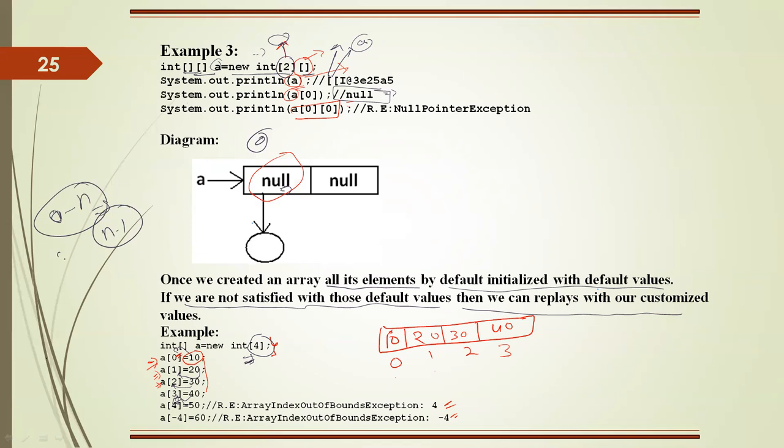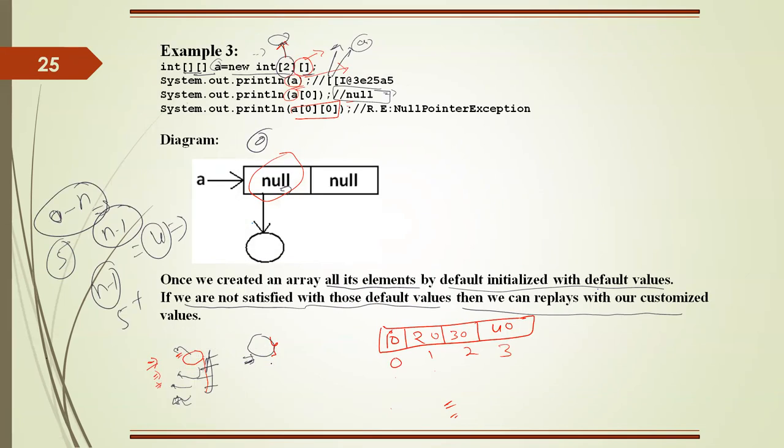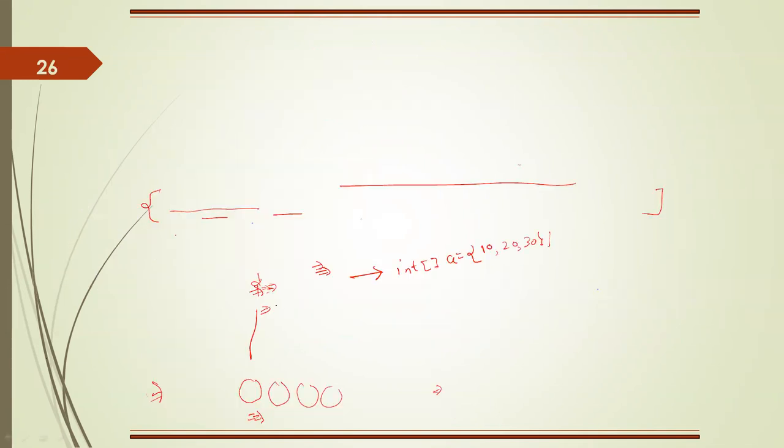Suppose the size is 5. Then n minus 1 is 5 minus 1, which means 4. Up to index 4 you can initialize: 0, 1, 2, 3, 4. If you go beyond that, an ArrayIndexOutOfBoundsException will come. If you want to see, you can check that.